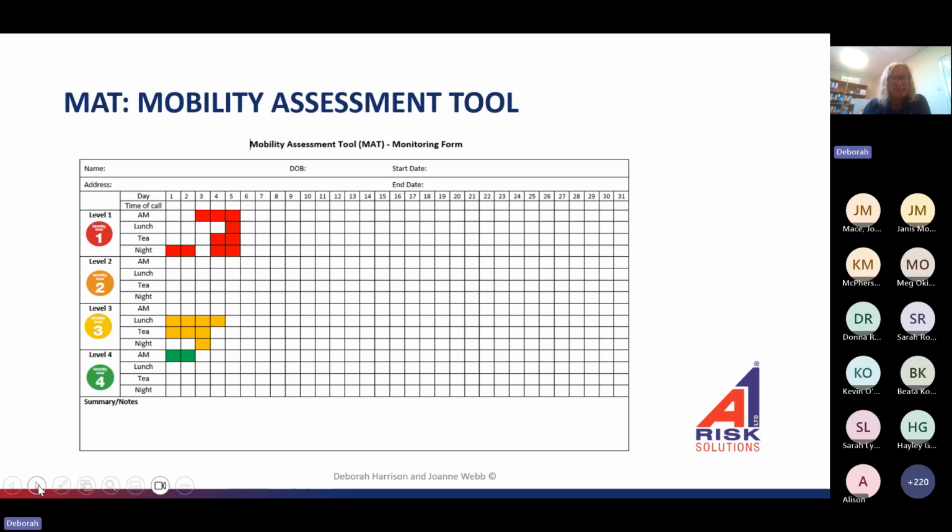You've got the different mobility levels. Mobility level 1 is when they need a full body hoist, and that can be a gantry or it can be a mobile hoist. Mobility level 2 is where the individual actually needs a standing hoist or a stand aid, whatever you want to call it.